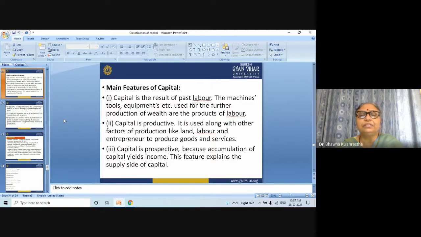Capital is the result of past labor. The machines, tools, and equipment used for the further production of wealth are the products of labor. Capital is productive. It is used along with other factors of production like land, labor, and the entrepreneur to produce goods and services. Capital is prospective because accumulation of capital yields income. This feature explains the supply side of capital.